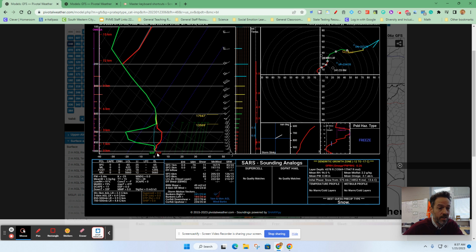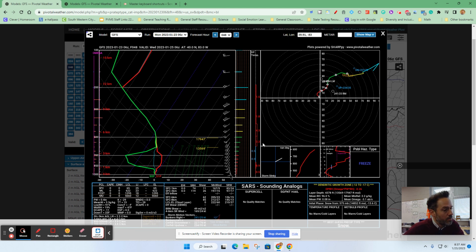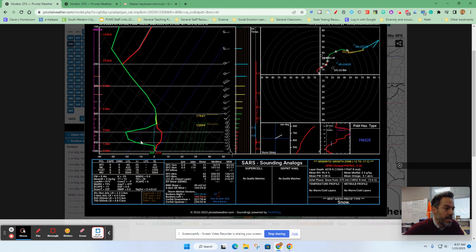So we're right there on the line of freezing. And the entire column of air is to the left of that blue freezing level. So everything in this situation would be falling as snow, which is awesome. The only problem that I see now, though, is that green line shows us moisture.